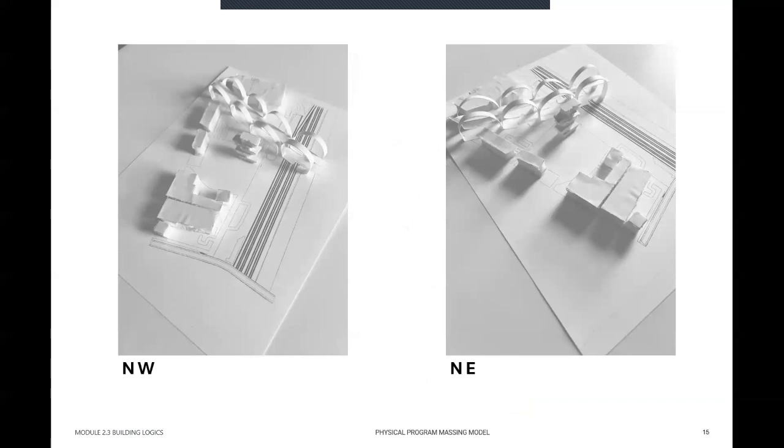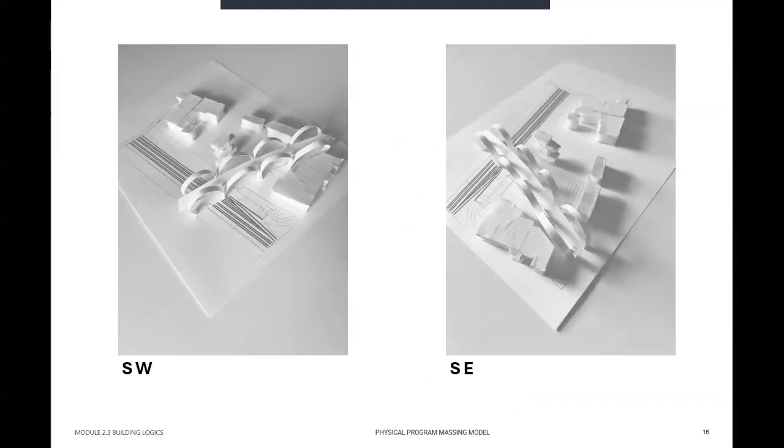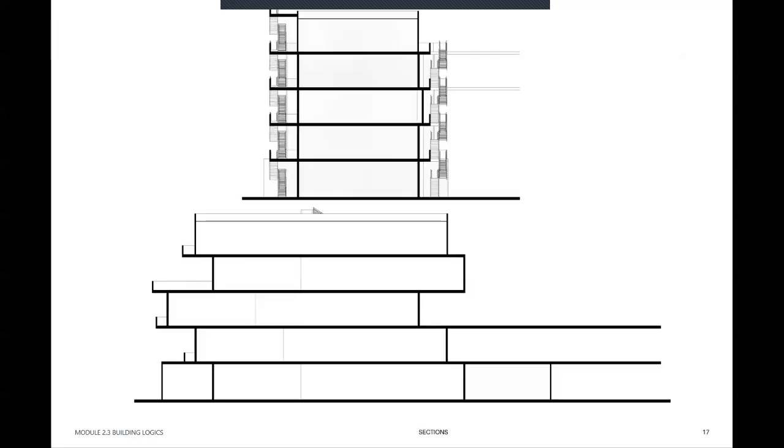Moving on, this is my physical program massing model. So here I have a site plan. We can see the 6th Street Bridge, and then we see the location of our building, which would be right here. It'll be pretty close to the bridge. And then here we have our southwest and our southeast elevations as well.